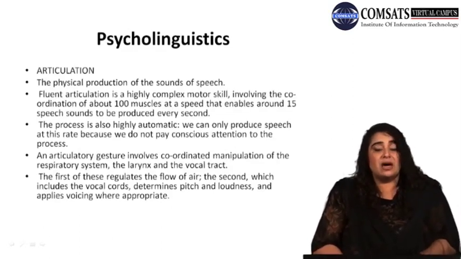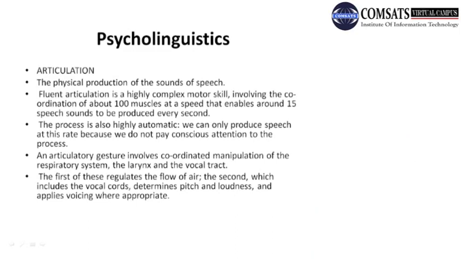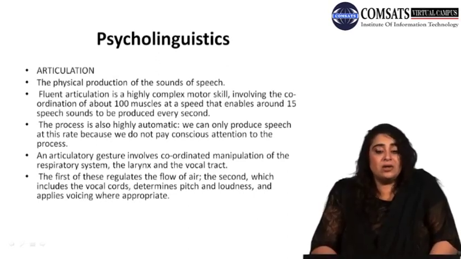So articulation. Now how does articulation matter? The physical production of the sounds of speech. How physically we produce the sounds of speech, and how that is related to the way the sounds come out, and they're produced for every alphabet, and the pronunciation of words. So fluent articulation is a highly complex motor skill involving the coordination of about 100 muscles at a speed that enables around 15 speech sounds to be produced every second.